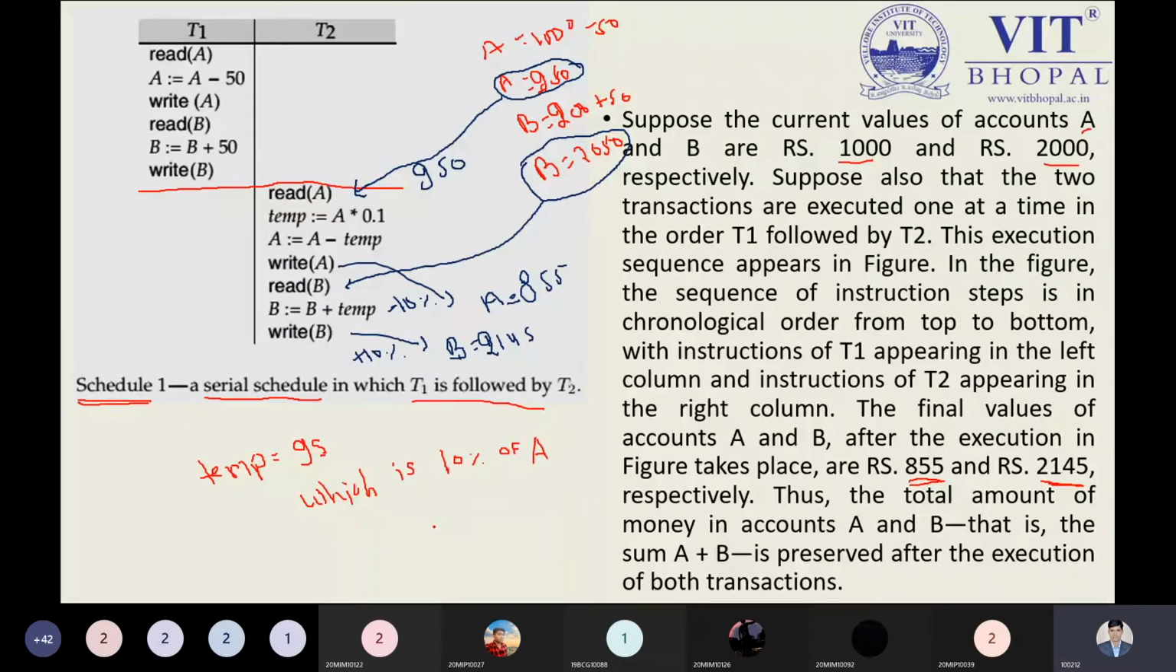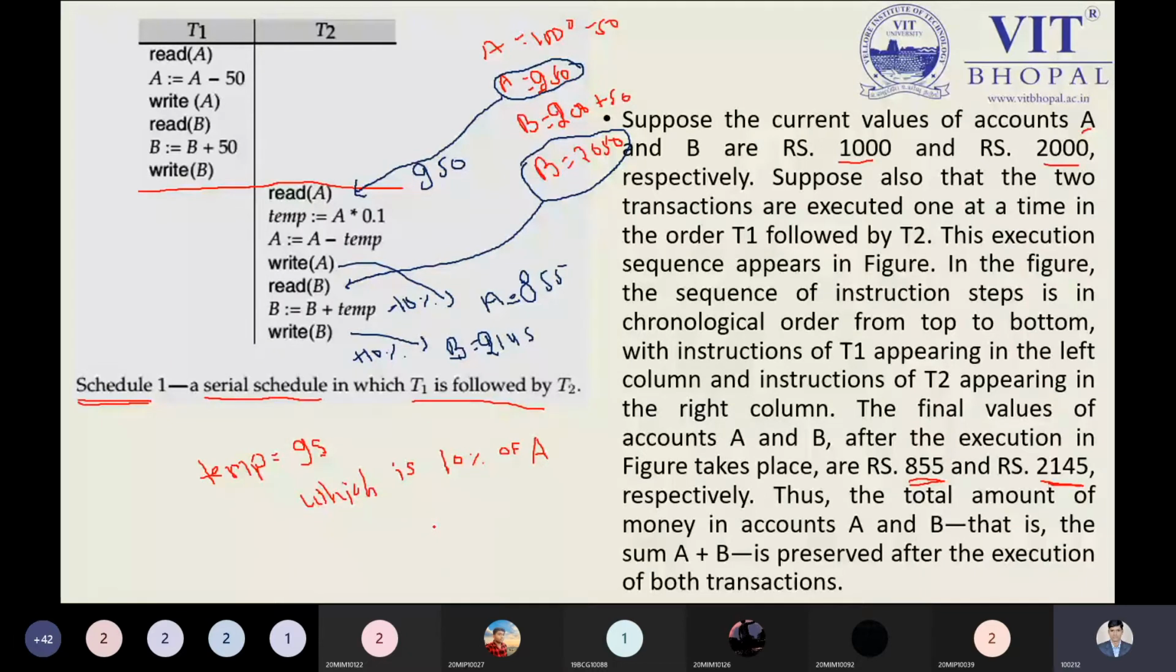So with the temporary, A is equal to 950 minus 95, so I will get 855. After writing A, I will get A equal to 855. And read B. So I am reading B, which is 2050. Why? Because 50 was added by transaction T1.